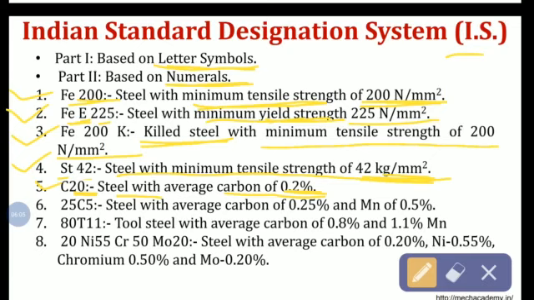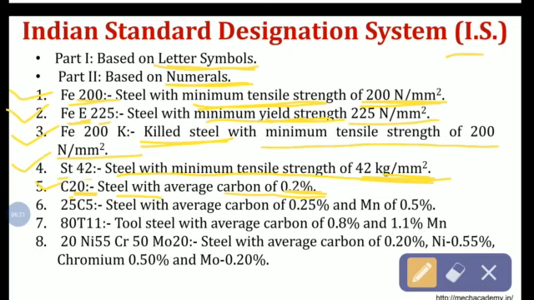Or you can remember it in reverse manner also. If C20 is given, divide 20 by 100, you will get the carbon percentage, that is 0.2%. So for carbon percentage you have to divide by 100.